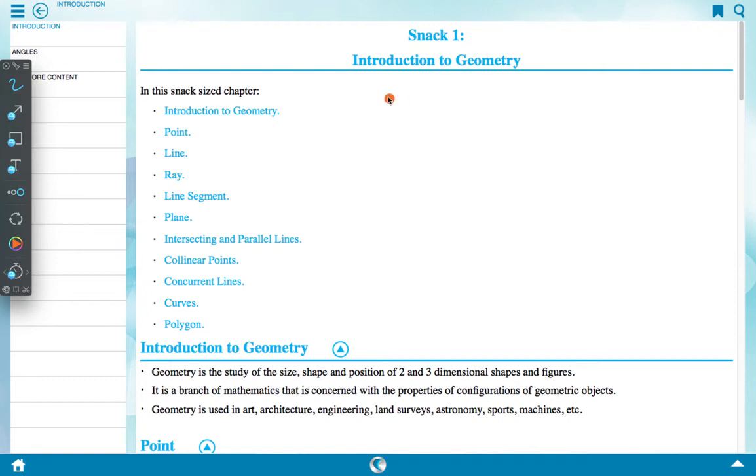Snack 1, Introduction to Geometry. This is a snack side chapter. In this chapter, we will discuss introduction to geometry, point, line, ray, line segment, plane, intersecting and parallel lines, collinear point, concurrent line, curves, polygon. Let's see here, introduction to geometry.